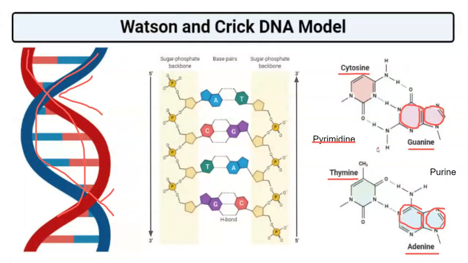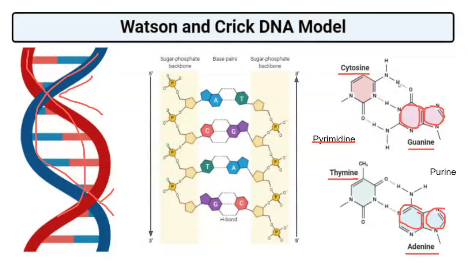This will prevent incorrect base pairing just because of the size. We could not have guanine bind with adenine because it would make it too wide, creating an unstable DNA connection. We can't have cytosine bind with thymine because they're too small and the hydrogen bonds would not connect.